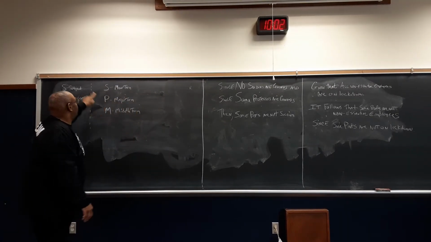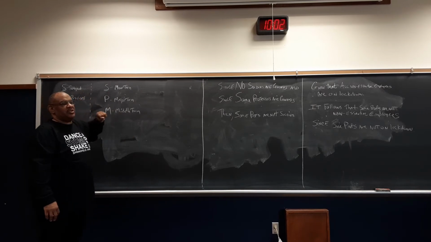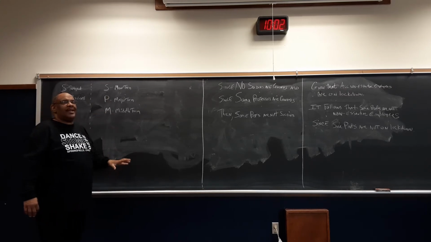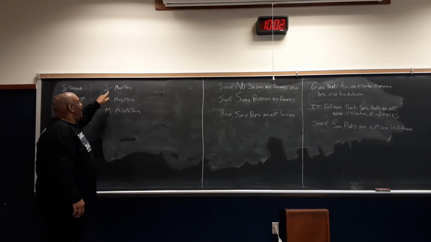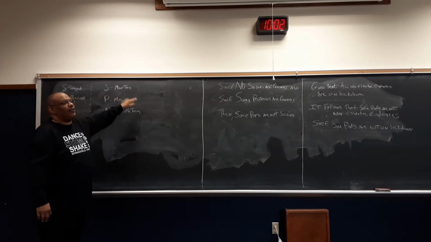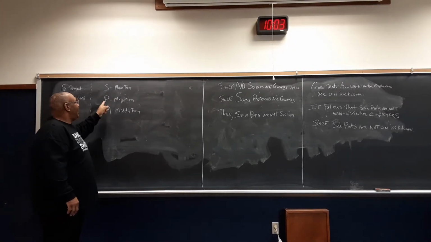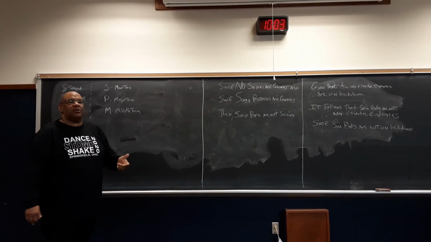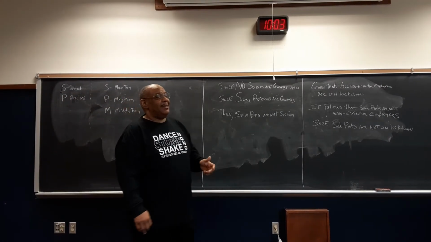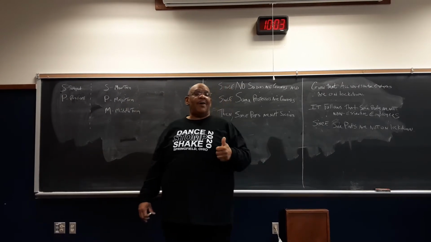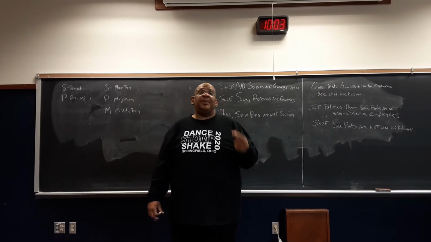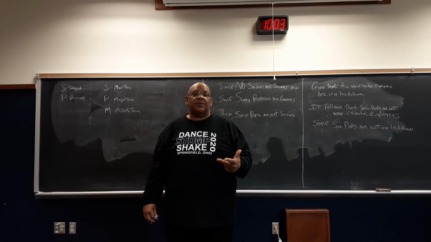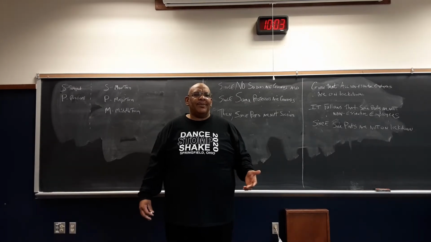S is still the subject of the proposition, P is still the predicate of the proposition. But watch this. When I start doing categorical syllogisms, S is going to stand for the minor term, P is going to stand for the major term, and M is going to stand for the middle term. Again, S, P, and M. What do you mean by these terms?